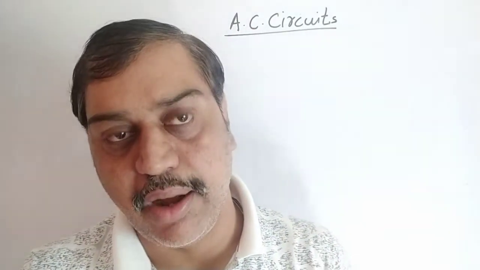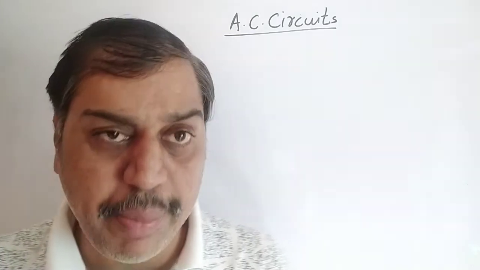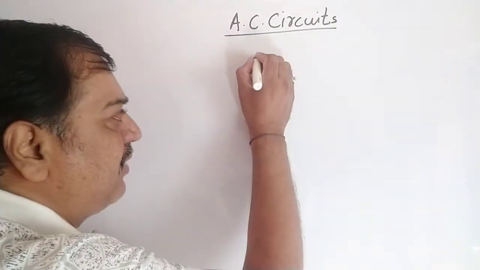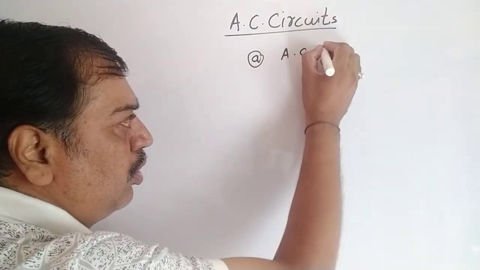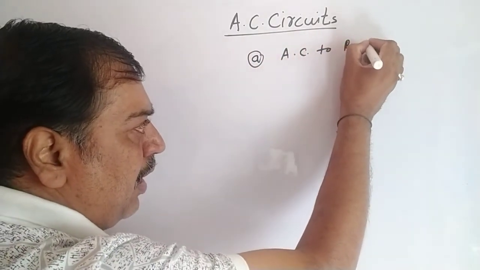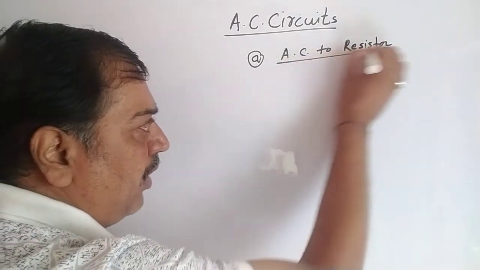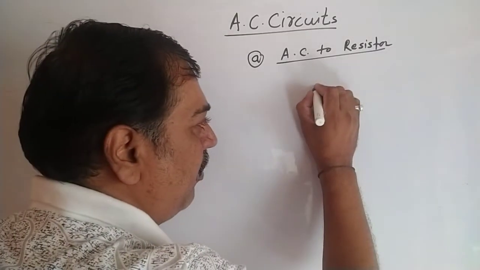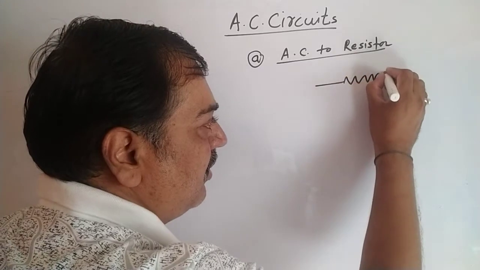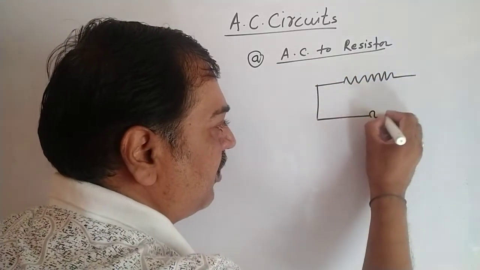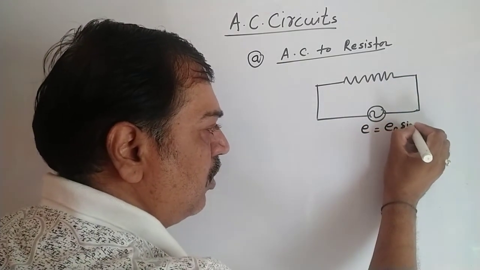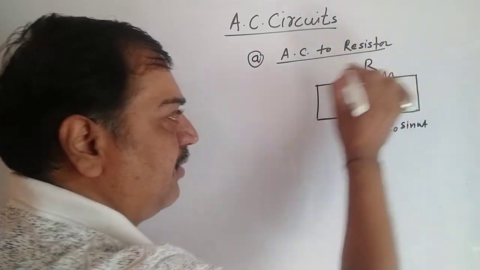The actual chapter starts now. Here we have to learn different types of AC circuits, as the chapter name is AC circuits. The first part is AC applied to a resistor. If we take a resistance and apply AC to it, what is the outcome? This is the symbol for resistance, and across it we apply the AC EMF E equal to E0 sine of omega t.